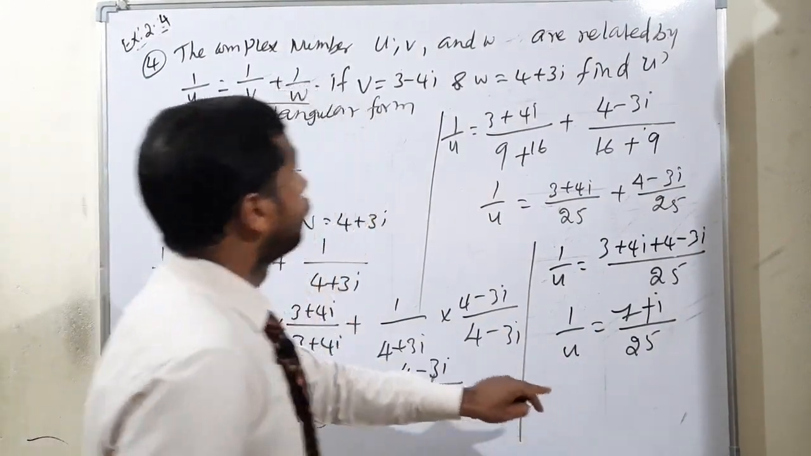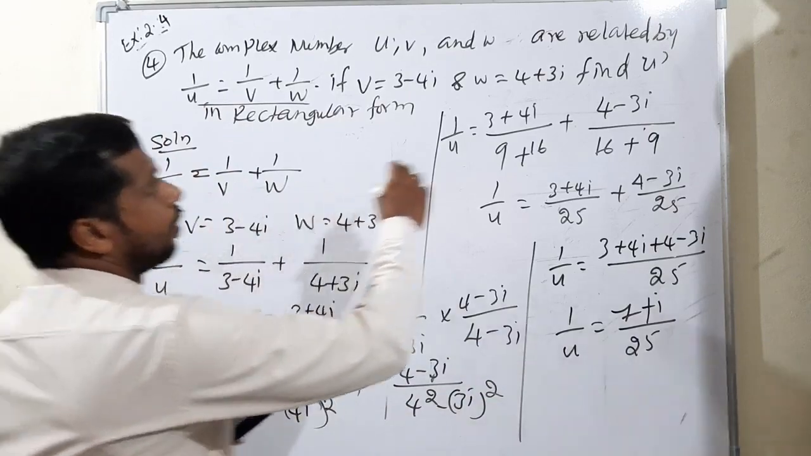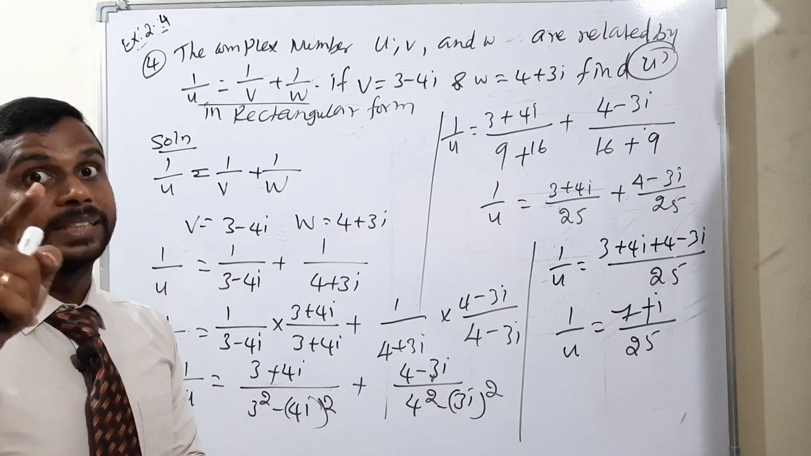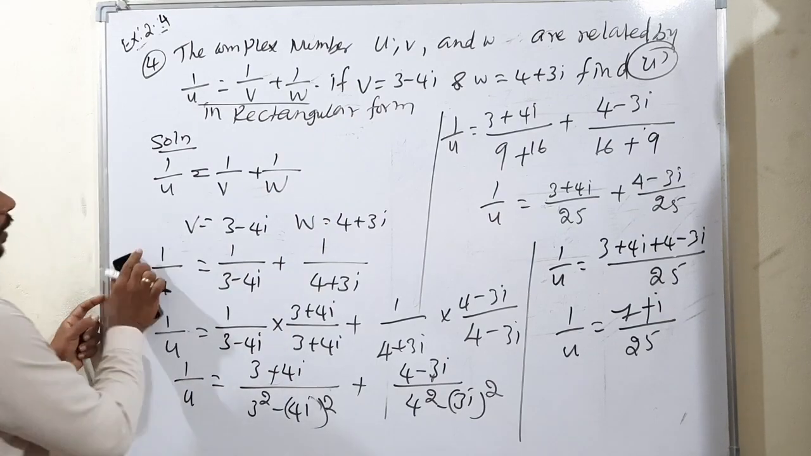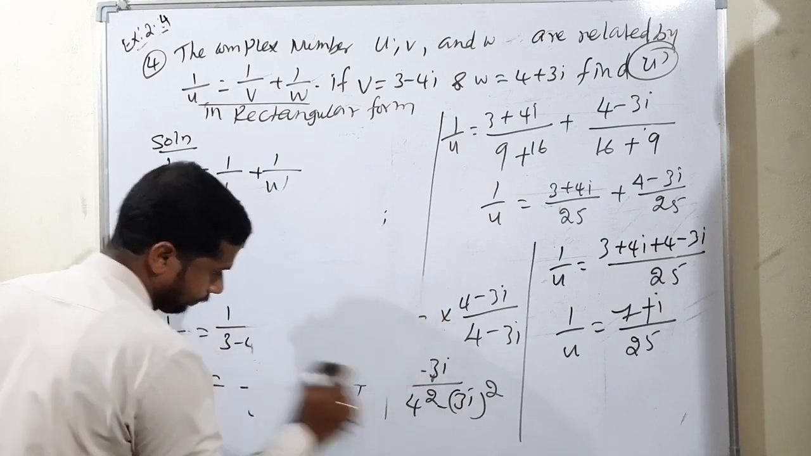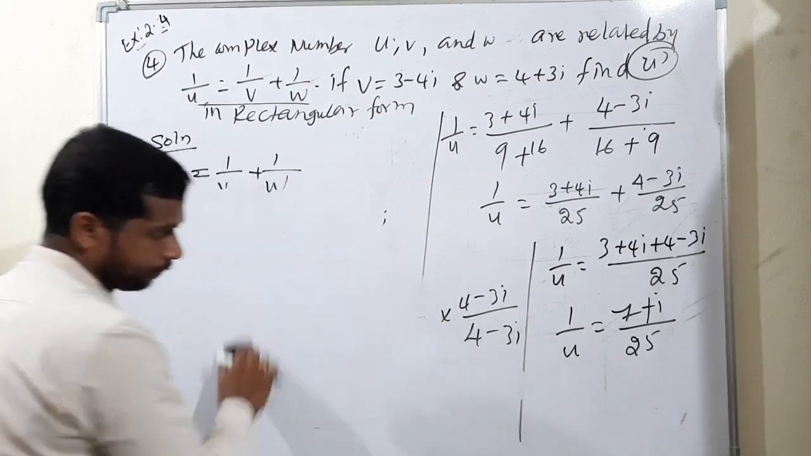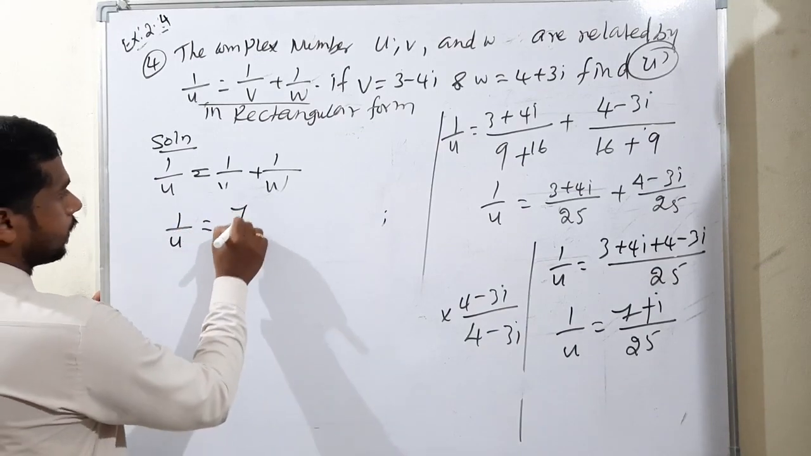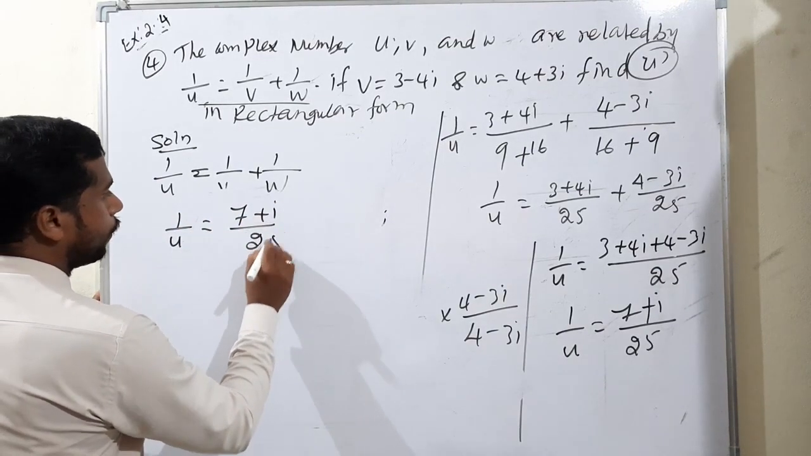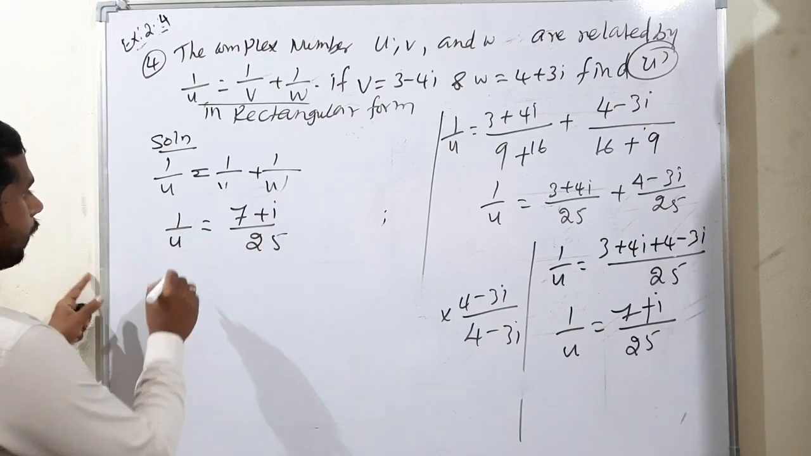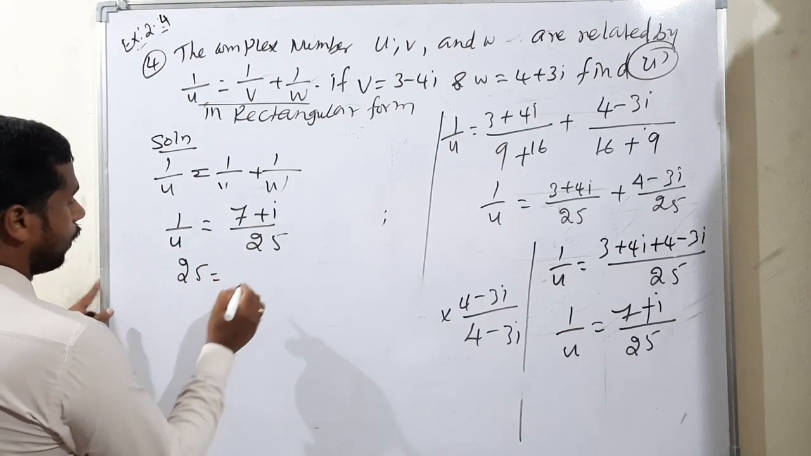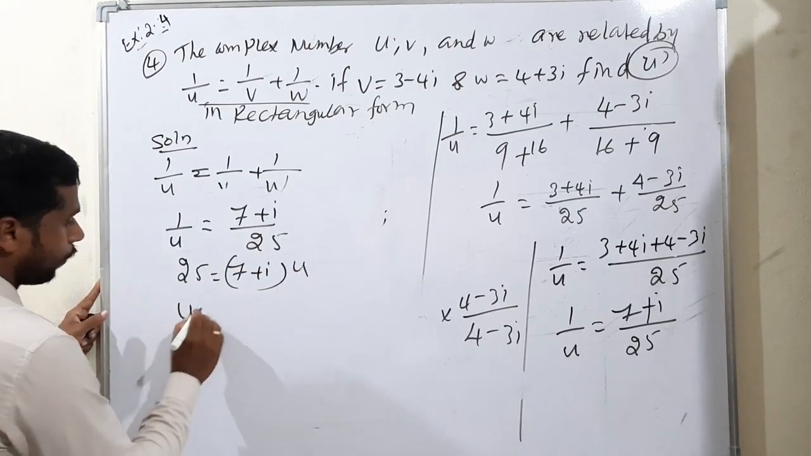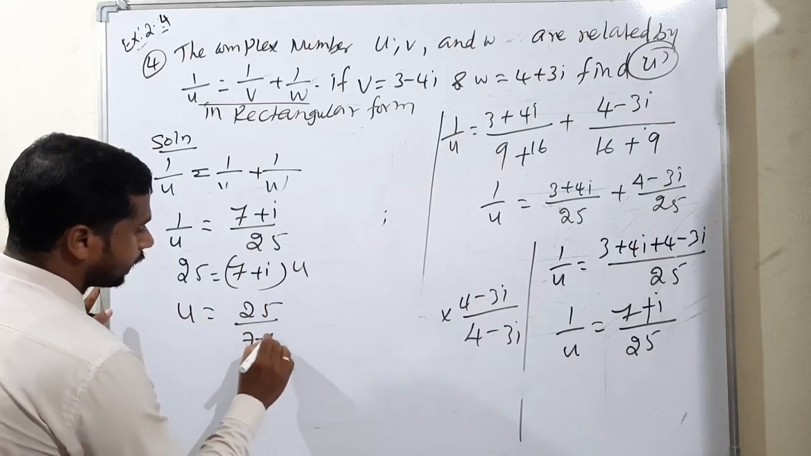We found the 1/u value, but actually we need to find u in rectangular form. What is the meaning of rectangular form? x + iy, that is the important condition. So 1/u = (7 + i)/25. Cross multiplying, 25 = (7 + i)u. Therefore u = 25/(7 + i).